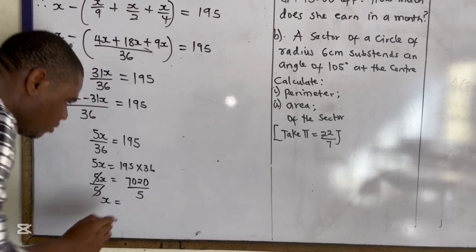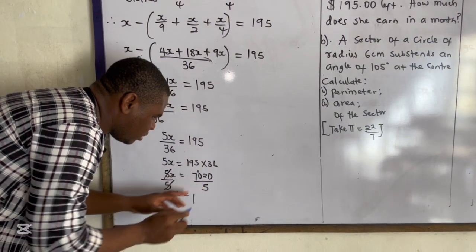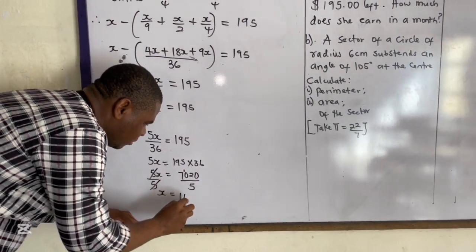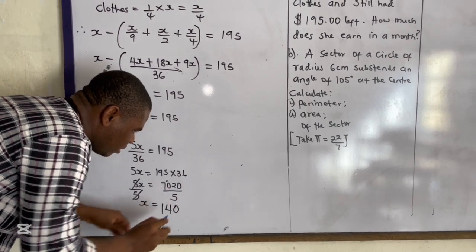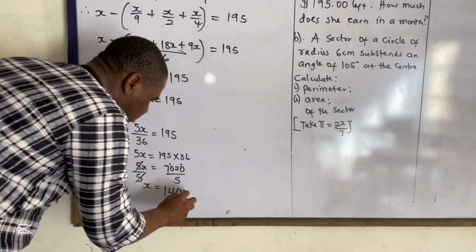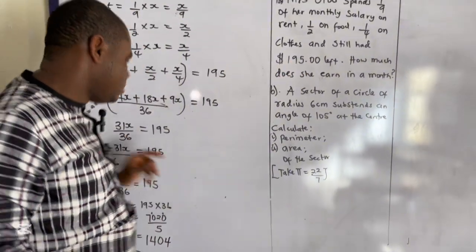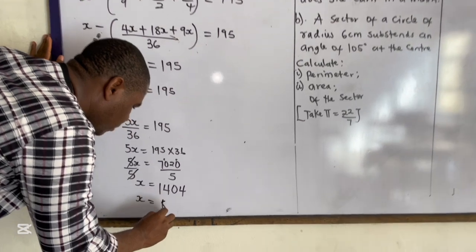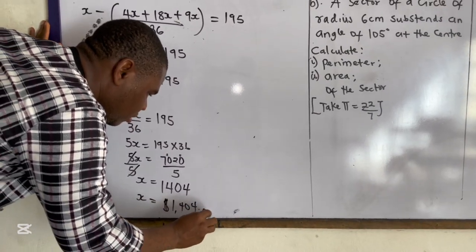So x is equal to 5 goes into 7, that is 1 time remainder 2. 5 goes into 20, that is 4. 5 goes into 2, that is 0. Carry 2. So 5 goes into 20, that is 4. So x, since the money is in dollars, will be $1,404.